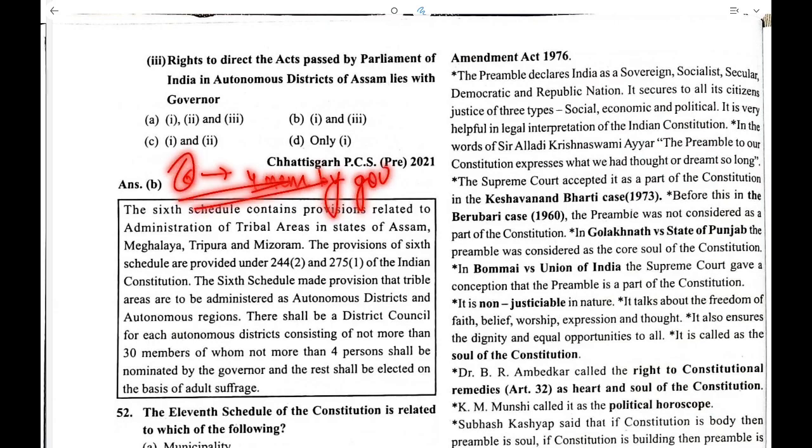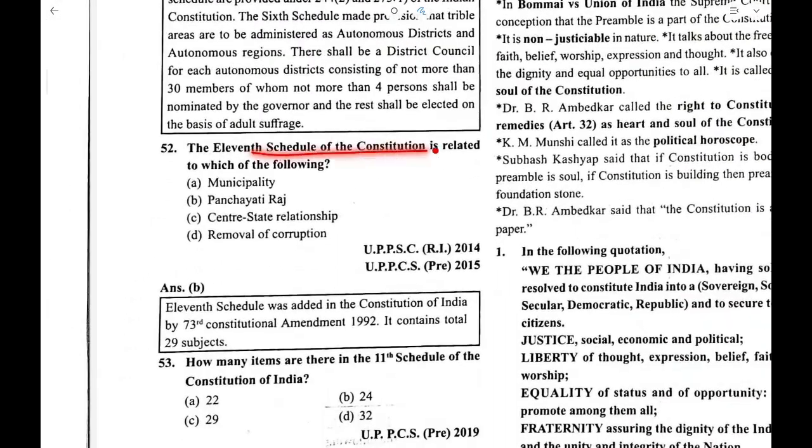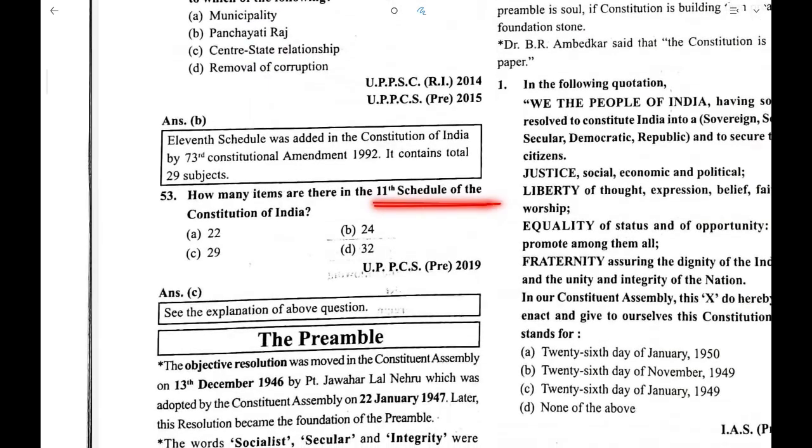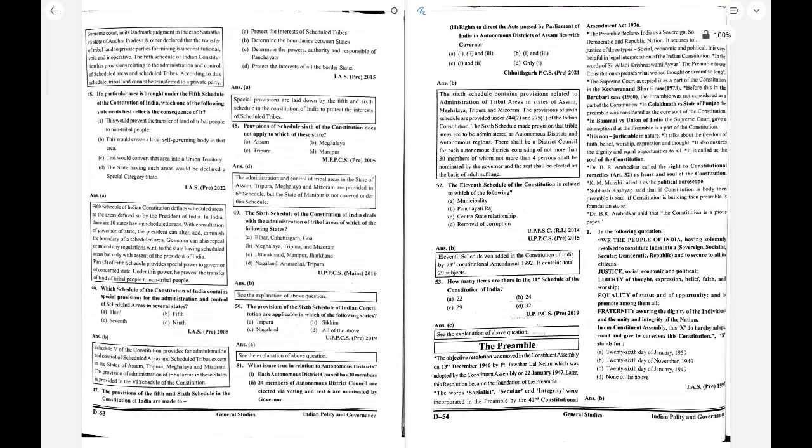Okay, remember this. 11th schedule is related to Panchayati Raj. How many items are there in the 11th schedule? There are 29 items. With this we have completed articles and schedules. In the next lecture we will start from the preamble. Thank you.